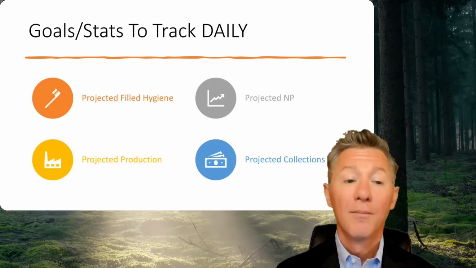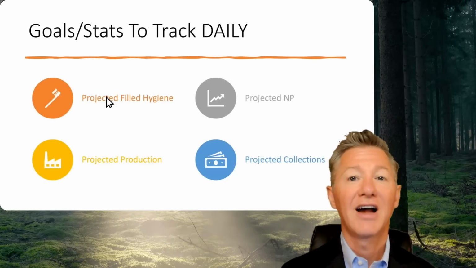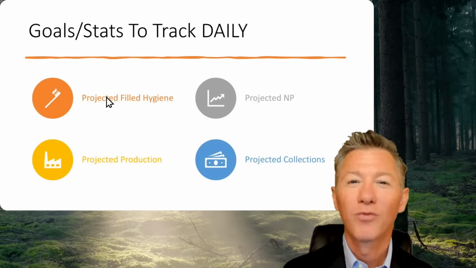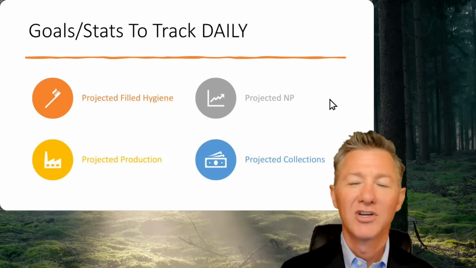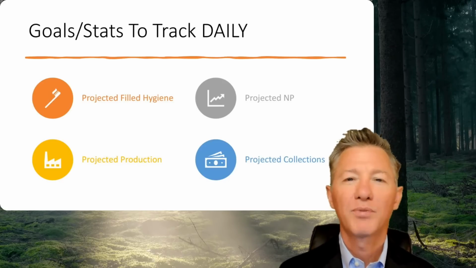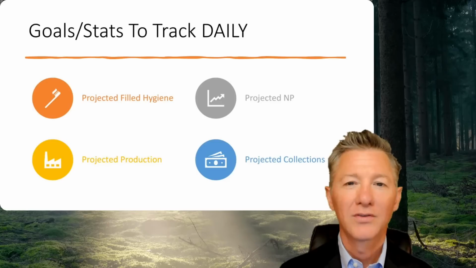I take whatever our monthly filled hygiene number is, divide it by the number of days that we've worked, and then multiply that number by the total number of working days. And I use the same formula for each of these. On a daily basis, I need to know where we're headed, what are our projected numbers in each of these 4 categories. And it's very simple.